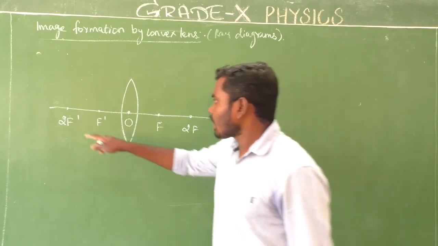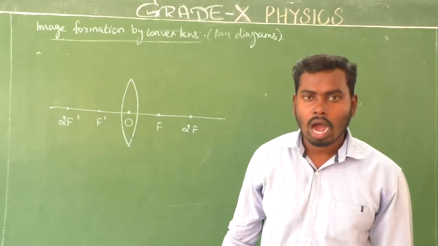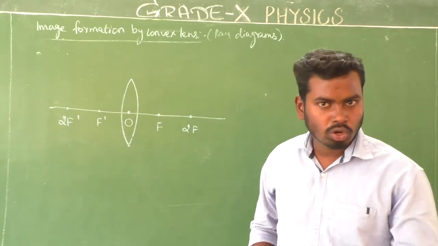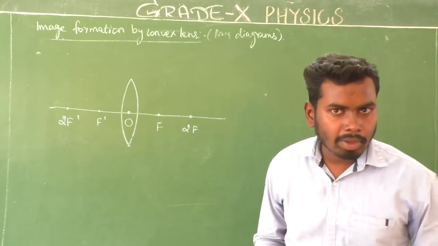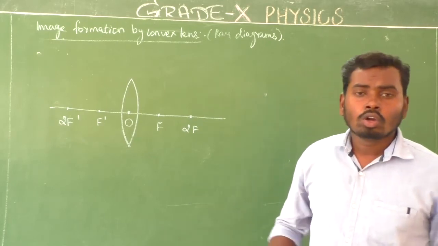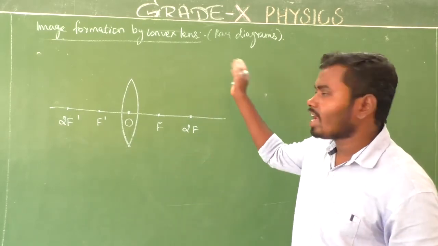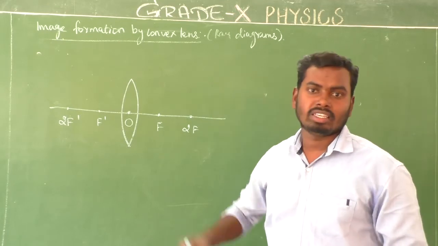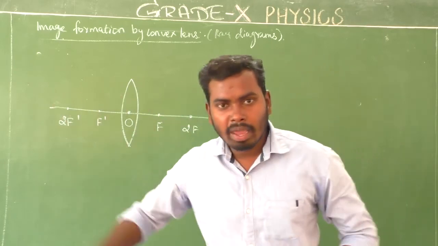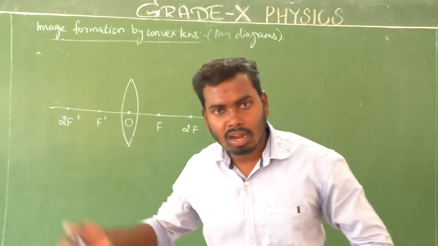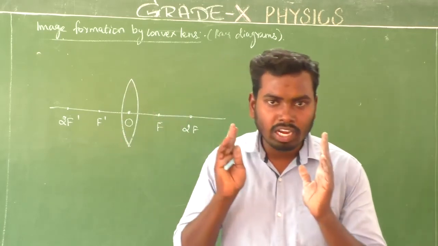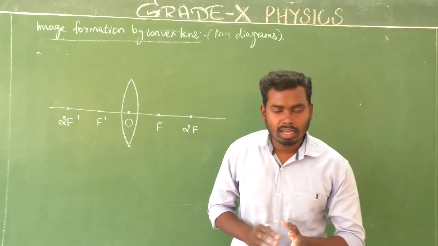Suppose the object is placed at 2F. Do you know where the image will be formed, which means the position of the image? Don't know. Do you know the nature of the image? Don't know. Do you know the size of the image? No. To find and describe that, we need ray diagrams. To identify the position, size, and nature of the image, we need ray diagrams. Very important one. Let's get started.